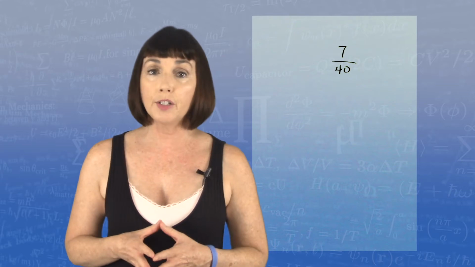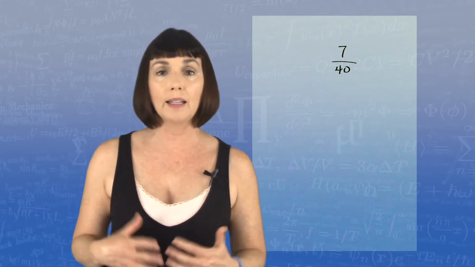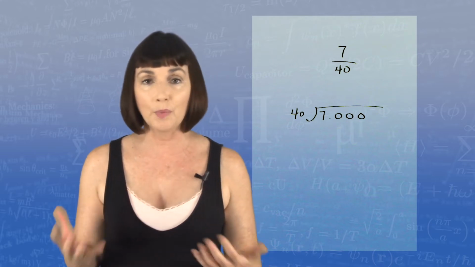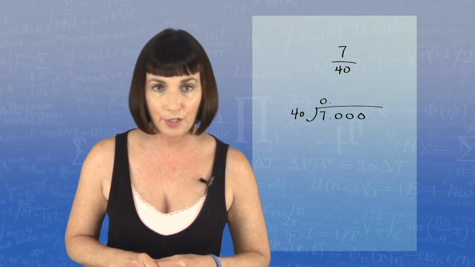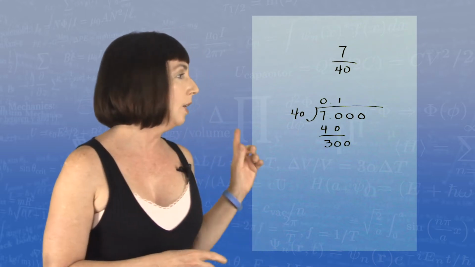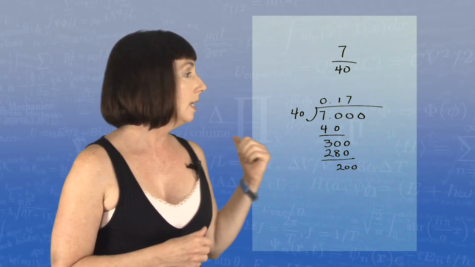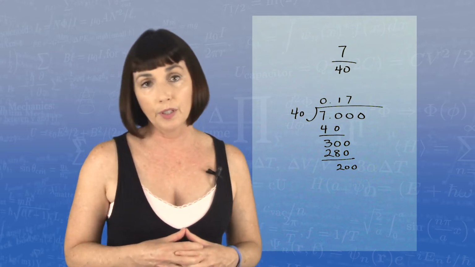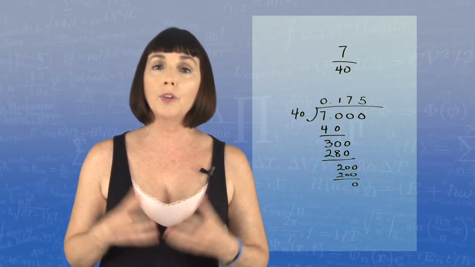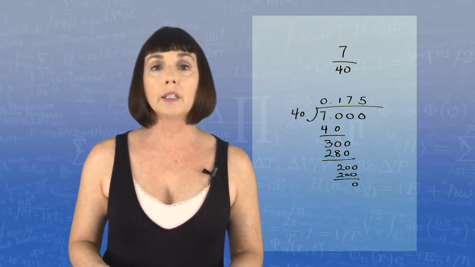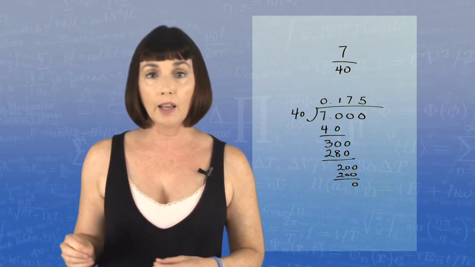Now, if you have a fraction like this and you want to write that as a decimal, you just divide 7 by 40. You can either do that with a calculator or with long division. 40 goes into 70 one time with 30 left over. 40 goes into 300 7 times with 20 left over. And 40 goes into 200 5 times with nothing left over. So our decimal value is 0.175.